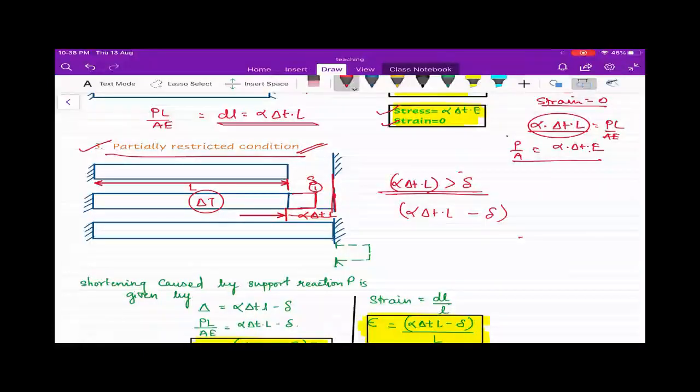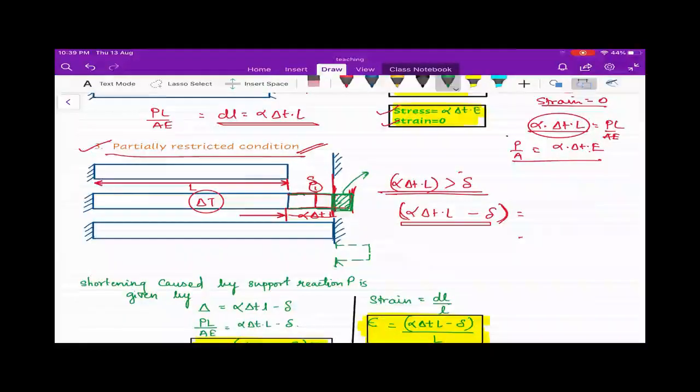Now in this case, please try to understand. Alpha delta T L is nothing but your free expansion, minus delta, which is the space provided. Alpha delta T L is the free expansion, so the rod would like to expand up to this position. Now due to the support, it is allowed to expand up to this point only. So the remaining deformation will cause stress.